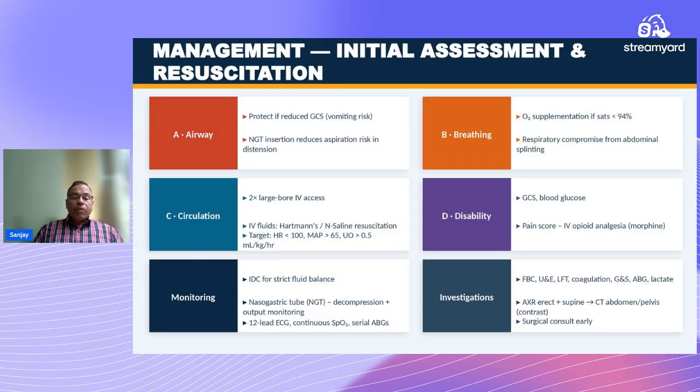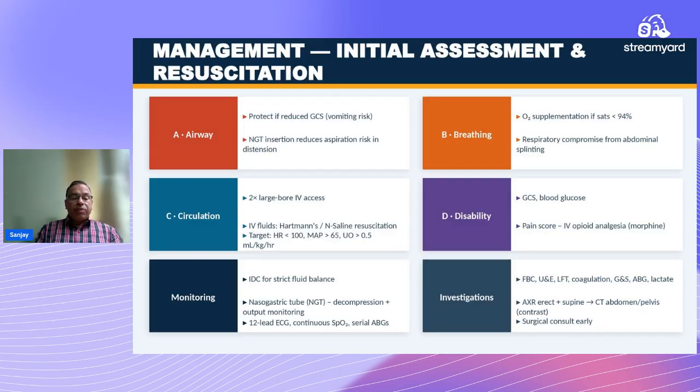Monitoring of the patient is very important. A strict intake output chart should be maintained to know the fluid balance. Nasogastric tube decompression output should also be monitored. The patient should be monitored on a 12-lead continuous ECG and a continuous SpO2 monitor, and serial arterial blood gas analysis should be done in such patients.